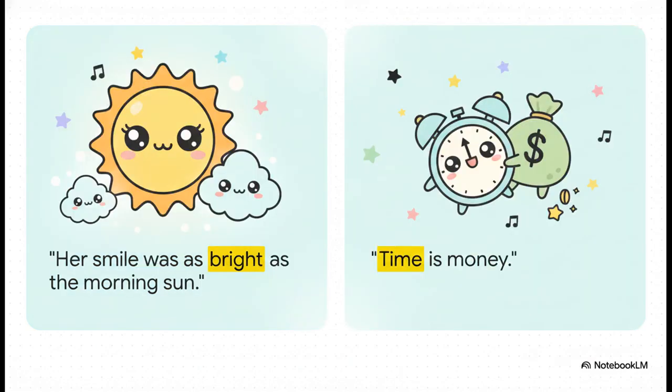Let's hear exactly how these sound in action. First up, the simile. Her smile was as bright as the morning sun, or he fought like a lion in the ring. We hear the as and the like right there. Super clear. But for metaphor, time is money, or her voice was music to his ears. Notice how we don't say time is like money. We state it as an absolute reality, and that is the true power of a metaphor.